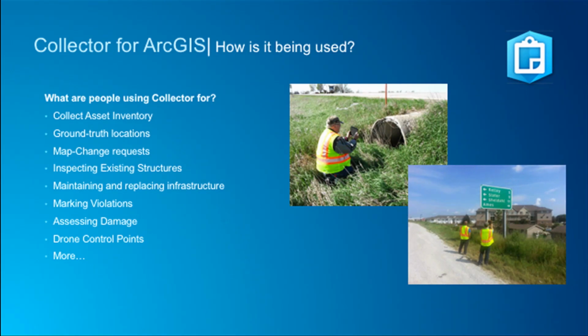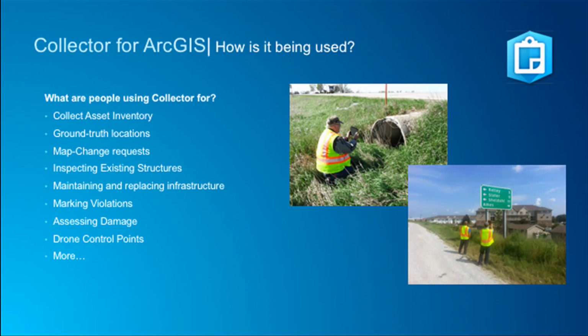Marking violations. One of the interesting use cases, which I thought I had in the slide deck, that we've seen emerge is actually using Collector with an external GNSS receiver to capture control points and then flying a drone and using the control points to geo-rectify the imagery and scenes that are created from the drone to map software. Anyone tried that? Wow, a couple people. Yeah, that's awesome.